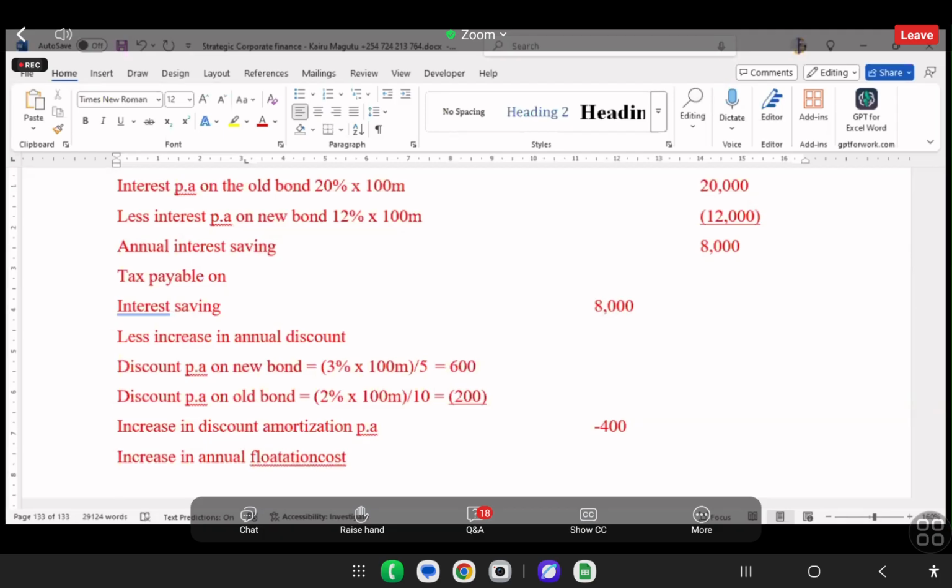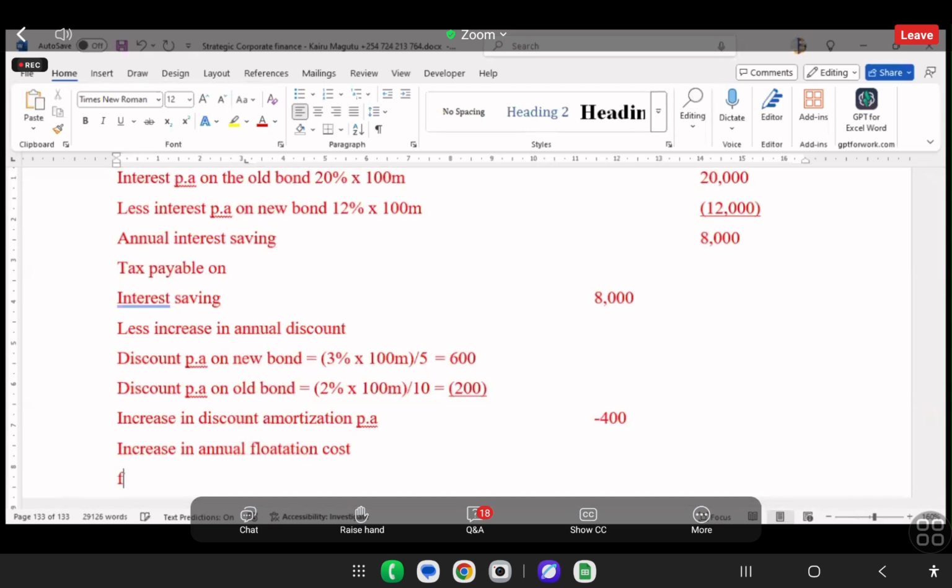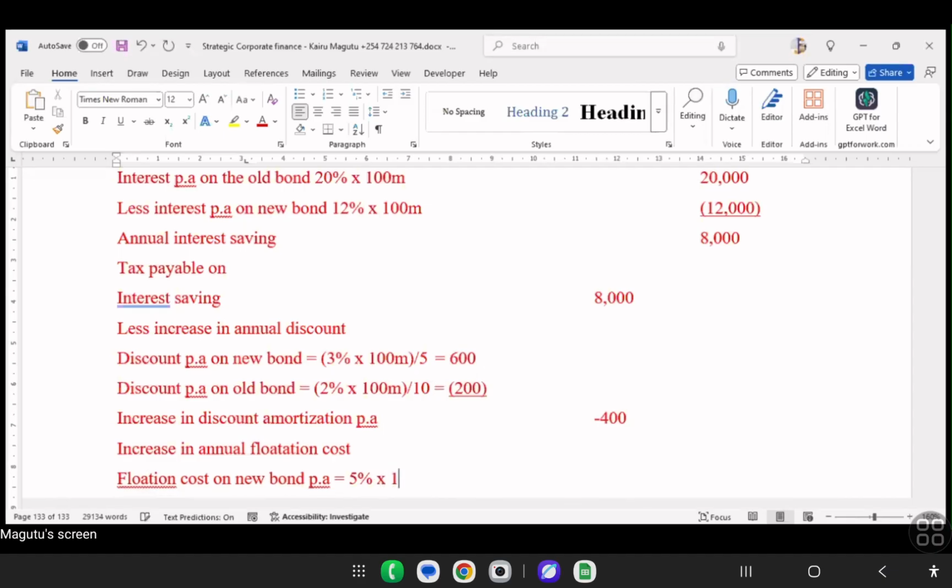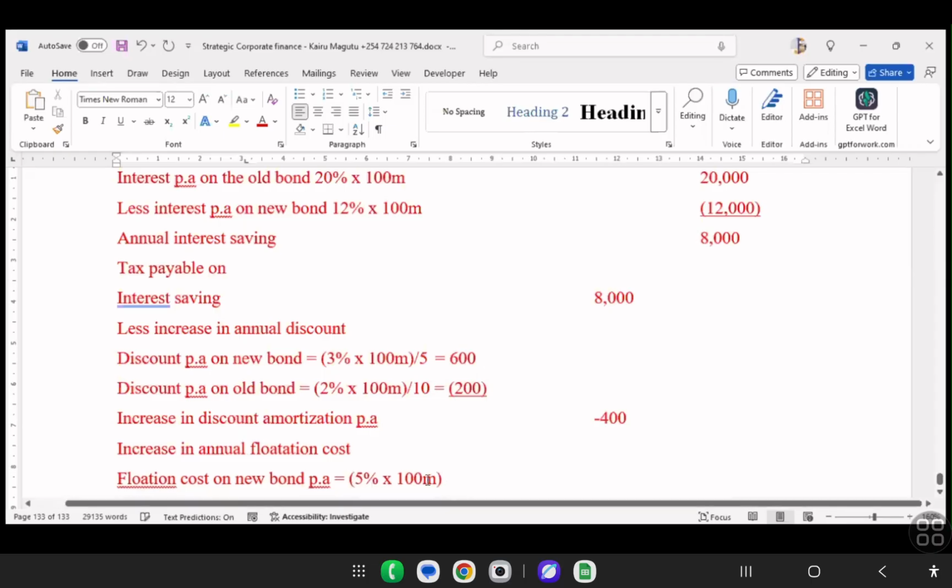We do the same process. Flotation cost on new bond per annum. This one is equal to, we go back to the question. We are told that the new bond issue cost is 5%. So we say 5% multiplied by 100 million. But this one, we are talking of a period of, this is the new bond, 5 years. How much is this?